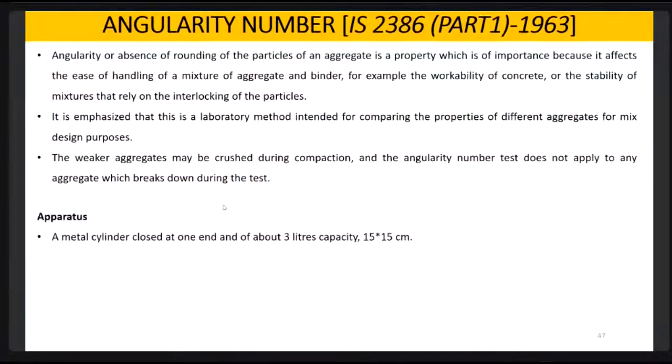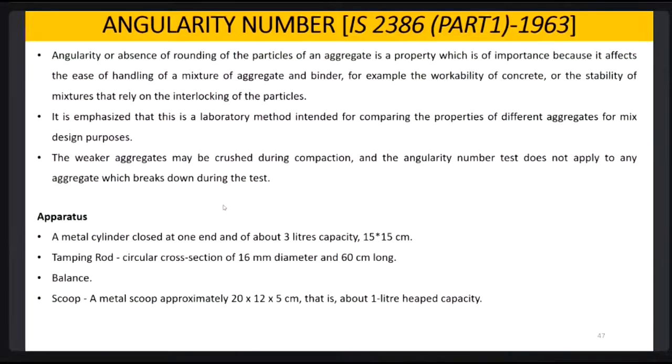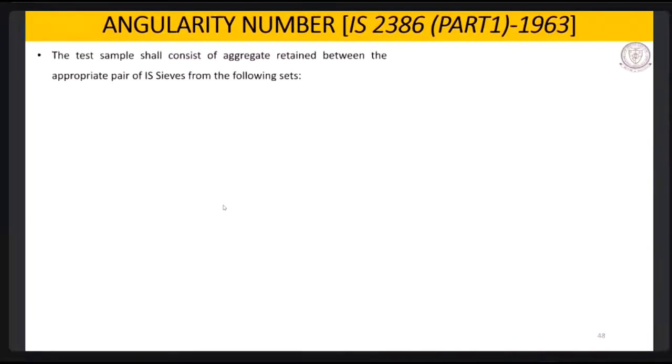The apparatus required: we need a metal cylinder, closed at one end, of 3 liters capacity. Its dimensions are 15 centimeter diameter and 50 centimeter height. We need a tamping rod as in every test, a balance, and a metal scoop to fill the aggregates and transfer them into the metal cylinder, which we have discussed in the first part. And we need trays, an oven, basic things.